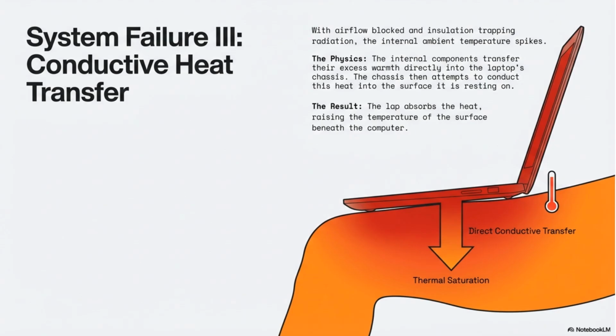System failure 3 is conductive heat transfer. With airflow blocked and insulation trapping radiation, internal ambient temperature spikes. The internal components transfer their excess warmth directly into the laptop's chassis. The result is that the lap absorbs the heat, raising the temperature of the surface beneath the computer.